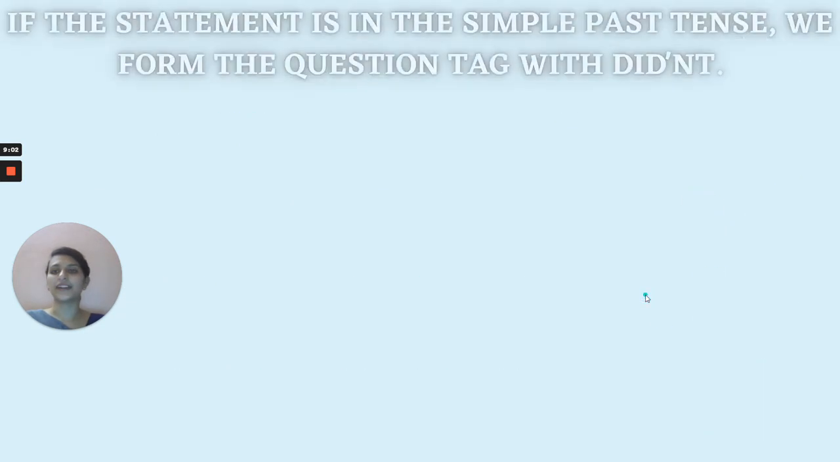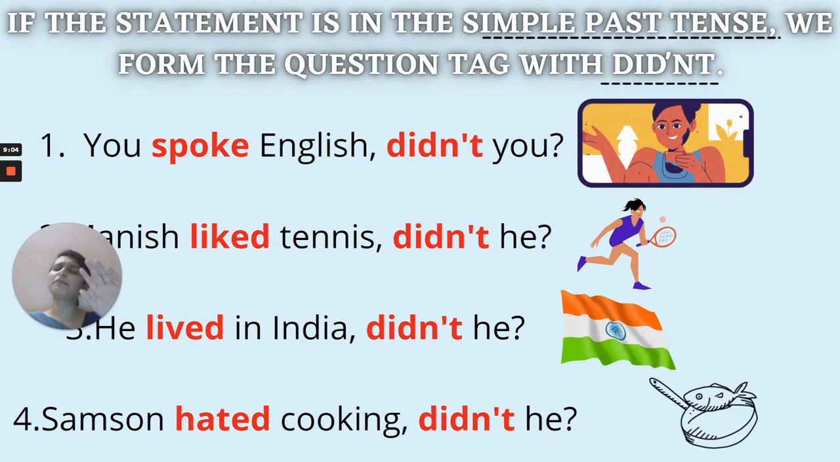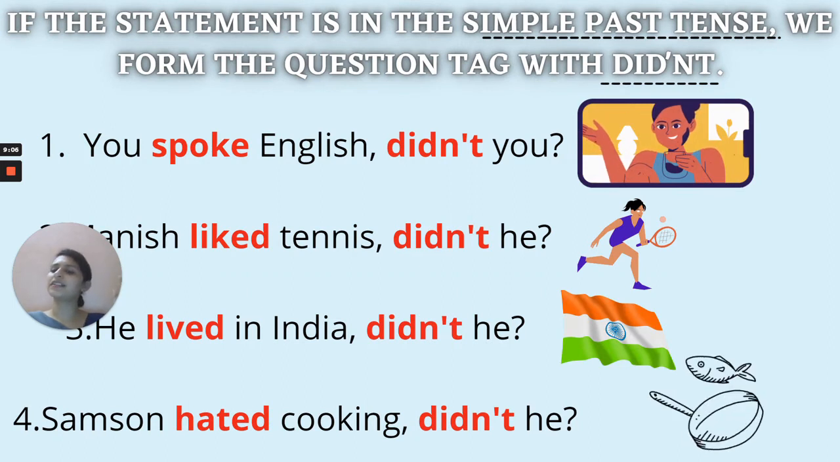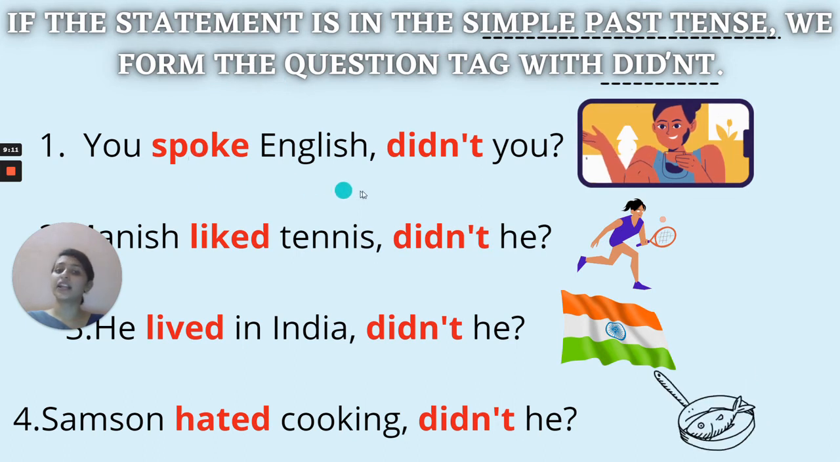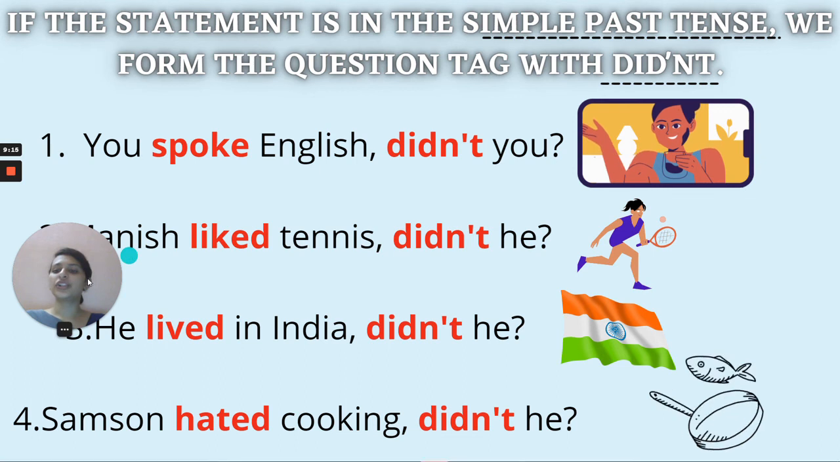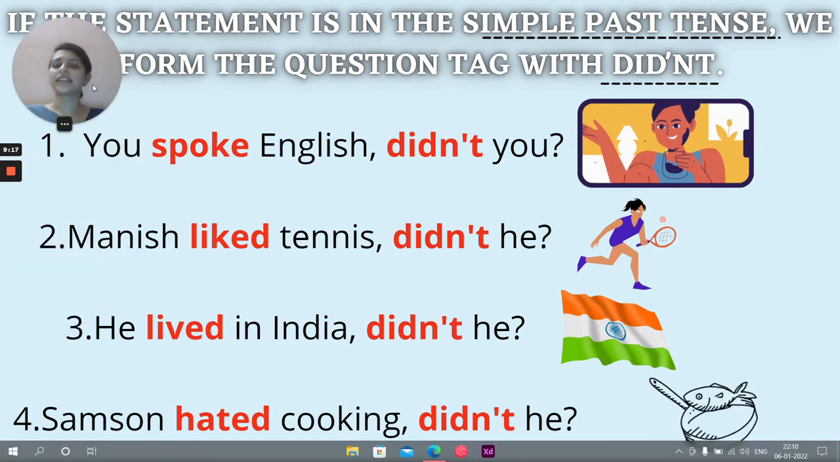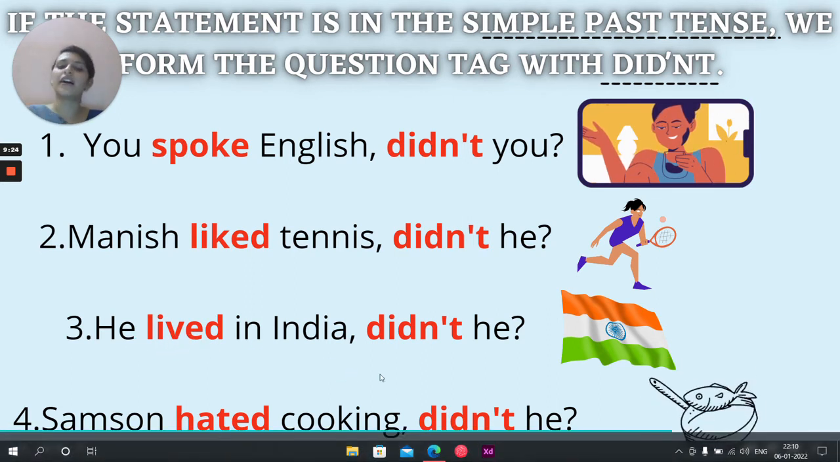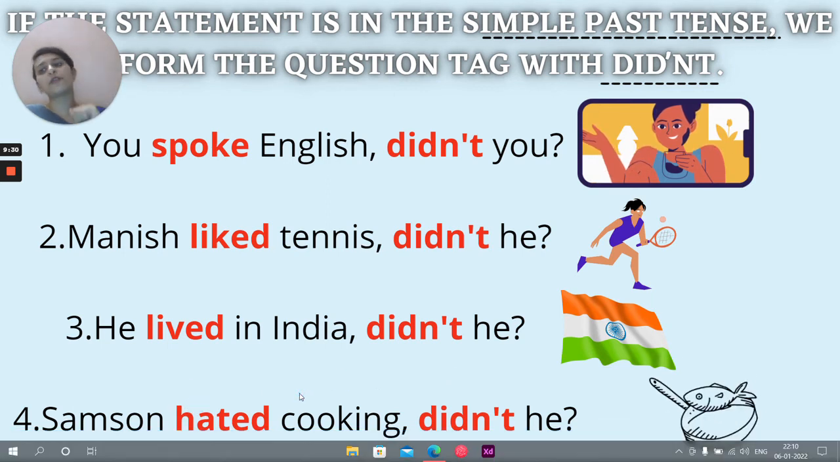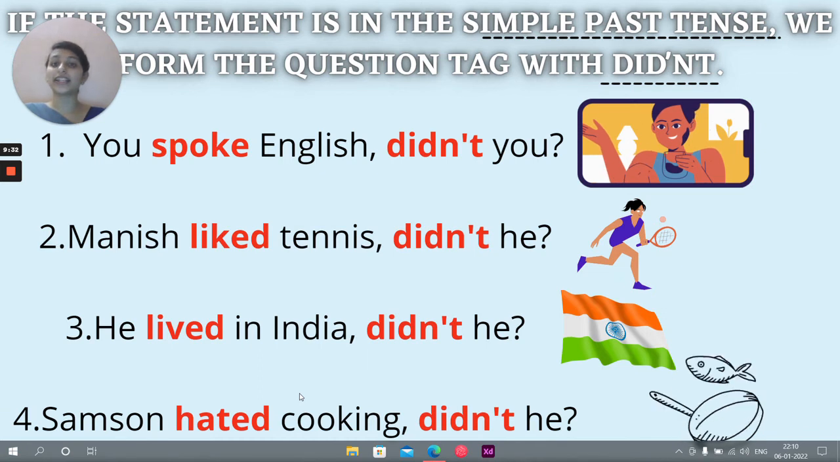Now the next one. If your statement is in the simple past tense, past means it already happened. So you spoke English, didn't you? Manish liked tennis, didn't he? He lived, which means he finished living, in India, didn't he? Samson hated cooking. That was long back, before. So Samson hated cooking, didn't he?